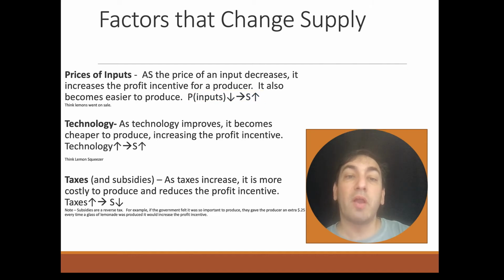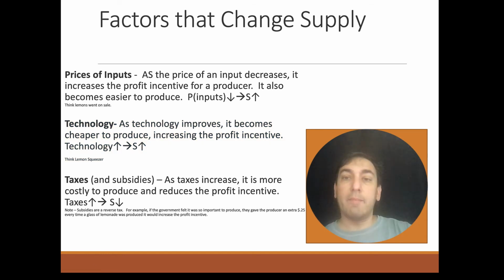Notice I'm changing the price of the input. I'm not changing the price of lemonade. If I change the price of lemonade, if instead of her being able to sell lemonade for $1 a cup, she was able to get $10 a cup, that would increase her quantity supplied of lemonade. But here I'm changing the price of an input. So as inputs get cheaper, it gets easier to produce. As inputs get more expensive, it gets harder to produce. The next thing that can change is technology.